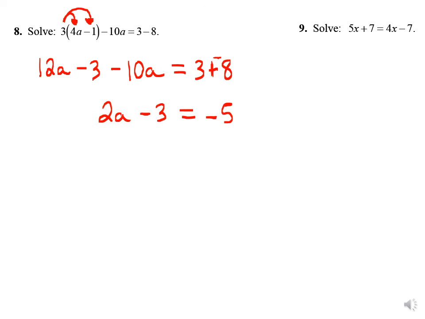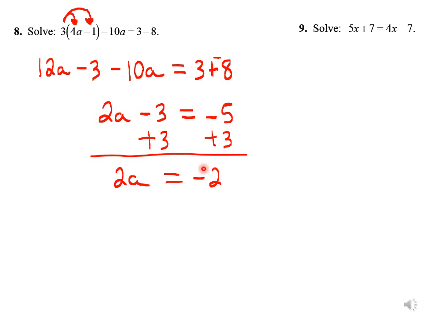So what should we do first? Plus 3 to both sides, perfect. Leaving us with 2a on that side. Negative 5 plus 3? Perfect. All right, what number times 2 gives you a negative 2? What number times 2 would give you a negative 2? Negative 1. Negative 1, that's perfect. Okay, if you did it that way, that's cool. If you divided by 2 on both sides, that's cool too, because negative 2 divided by 2 is a negative 1.